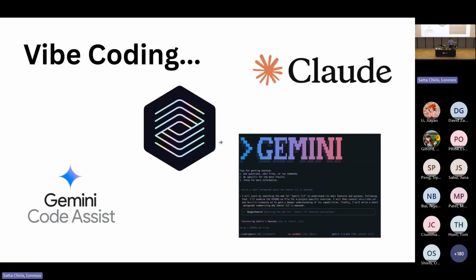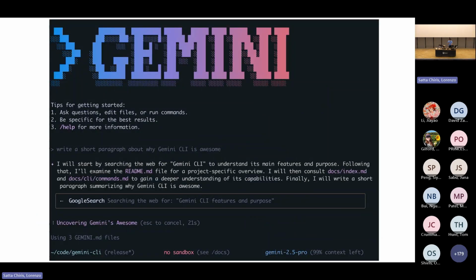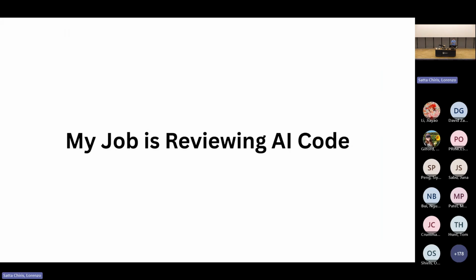Cool. So these are some of them. There's Gemini, which you probably recognize. Codex is OpenAI's one in the middle. And then Claude is Anthropic's entry to the mix. But the reason I said earlier that my startup was valued at what it's valued at is because the vast majority of my job now is just reviewing AI code.